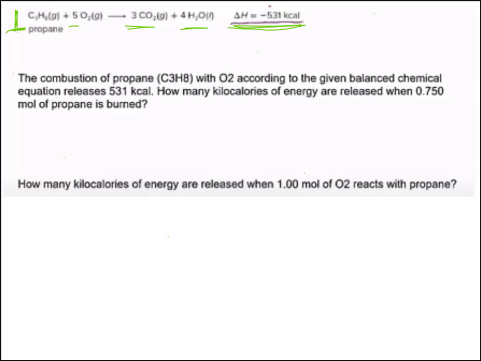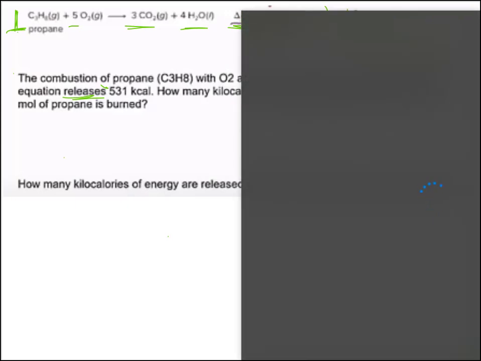So what can we do with this? Well, if we look at this problem, it says the combustion of propane with oxygen, according to the given balanced chemical equation, releases 531 kilocalories. So because it says it releases, remember that's a negative value. So this is an exothermic reaction. Again, remember exothermic, where my reactants have a higher energy and then they release energy. So my reactants are here, my products are there. This is a negative delta H.